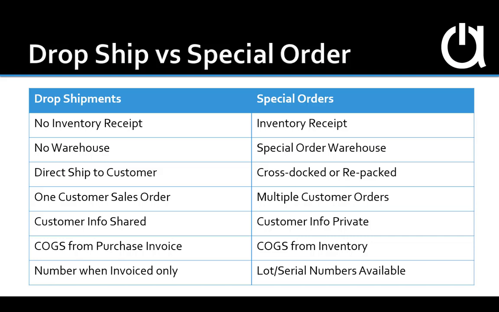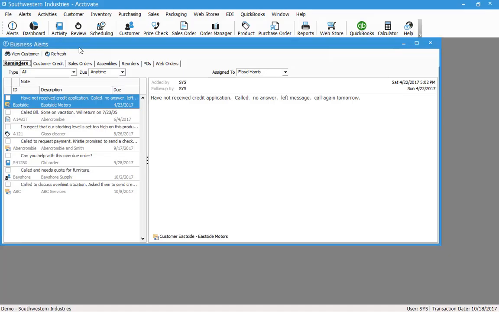And another note on special orders, if you're on version 10.3 and you receive a lot serial number related to a special order, that order will not only automatically schedule the quantity you've received, but it will also allocate the lot or serial number record that you created to that specific order, so you can turn around and immediately invoice that customer once you've shipped it out of your warehouse. All right, so let's go ahead and get into Acctivate so you can see some of this in play.